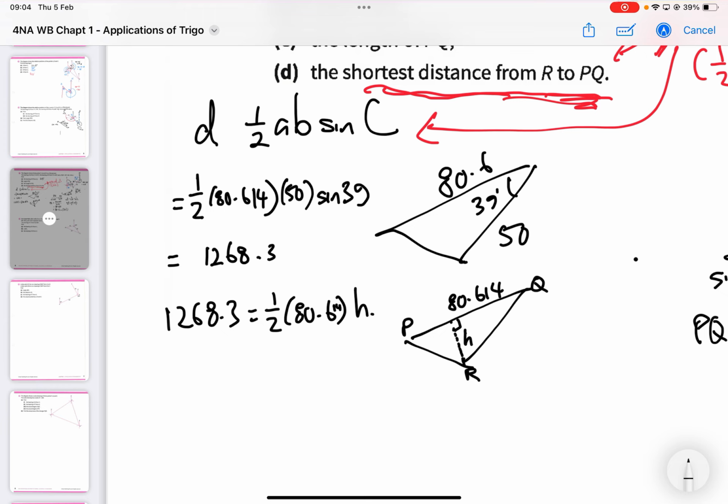Then simple solving of your equation. This thing is equals to this times h. If I only want h, I just divide both sides by half 80.614. When I divide this away, it will cancel, I'm left with h. So I divide this, that's why it comes over here and becomes a division. Because all these were multiplication. Multiplication crossing the equal sign becomes division.